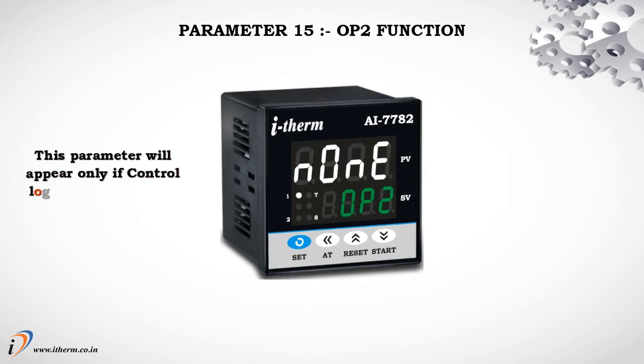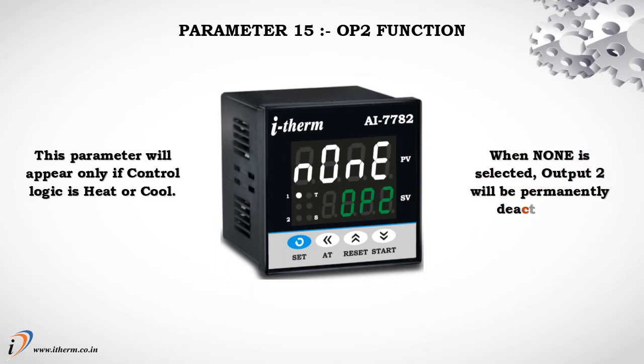Parameter 15, Output 2 function. This parameter will appear only if control logic is heat or cool. When none is selected, output 2 will be permanently deactivated.